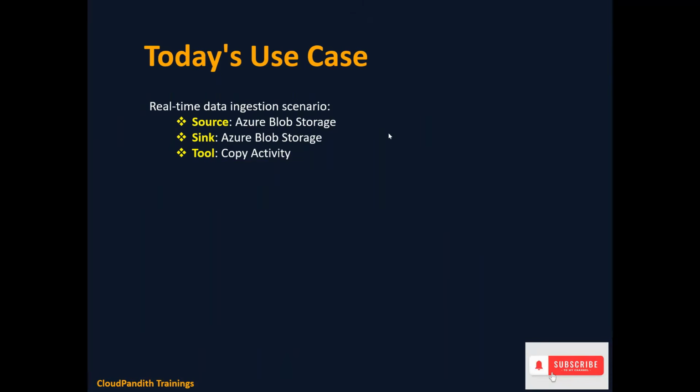Let us now understand today's use case. We are working on a simple but real-time data ingestion scenario. Our source is going to be Azure Blob Storage, where files are already stored. Our destination system, also called a sink, is again a blob storage. We will use the copy activity in ADF to move data from source to sink.